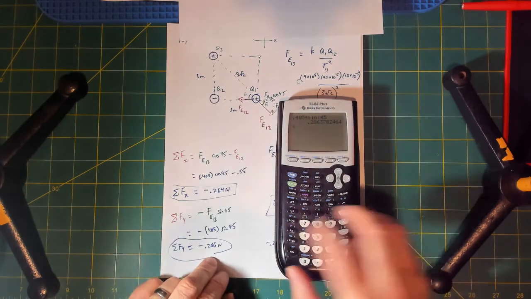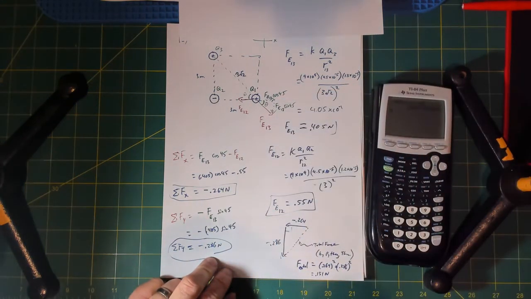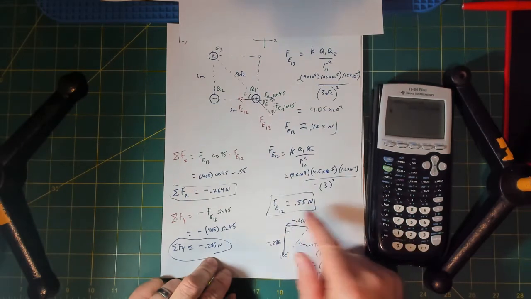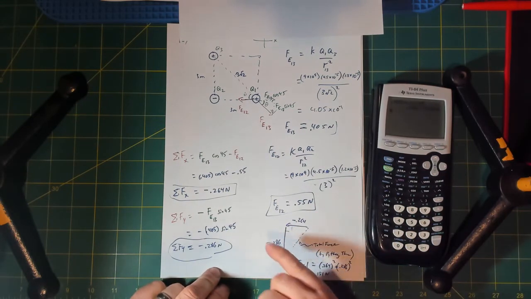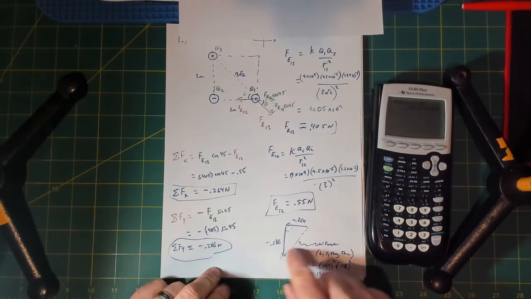No, that comes out right. Those are the right values for those. And the x-axis, it makes sense that I'm doing F E13 cosine. Yeah, we're all good. Okay. Well, anyway, now I want to find my total.